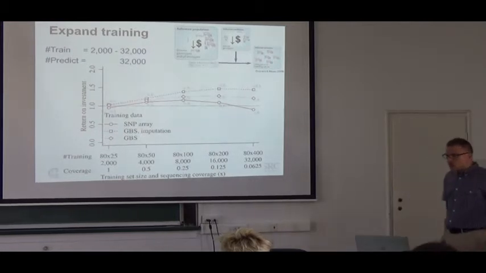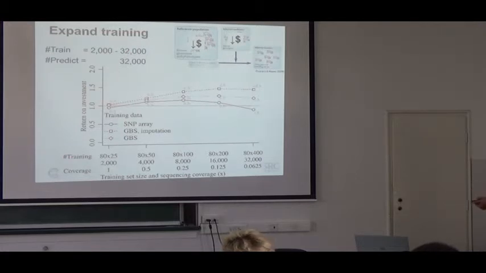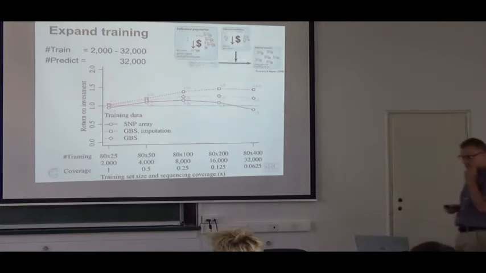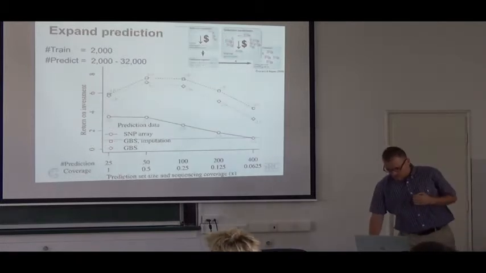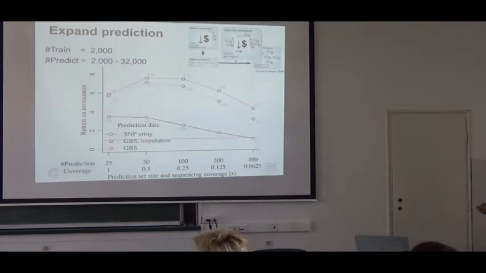Okay. Now, can we use the same technique to manipulate the size of the training set? So now I'm training on either 2,000 or all the way up to 32,000 individuals. And what you will see is that when I increase the size of the training set but at the same time keep the cost fixed, I need to reduce the coverage. Well, I see that the return on investment does increase, but at most it's going to increase by something like 50%, right?